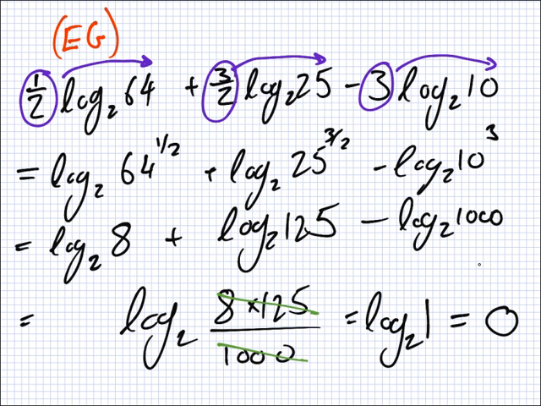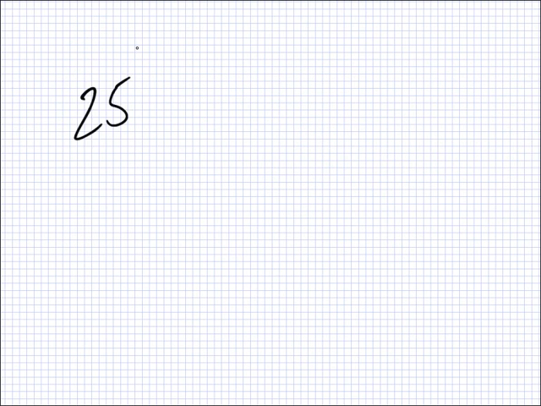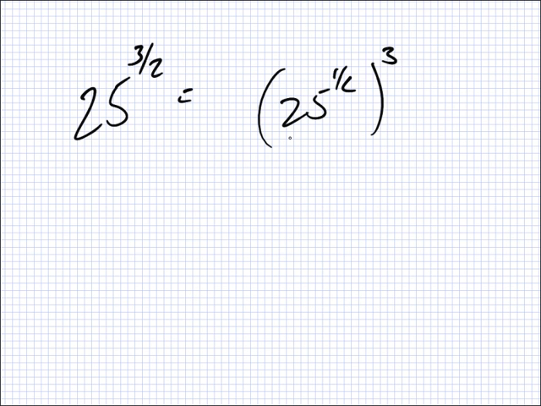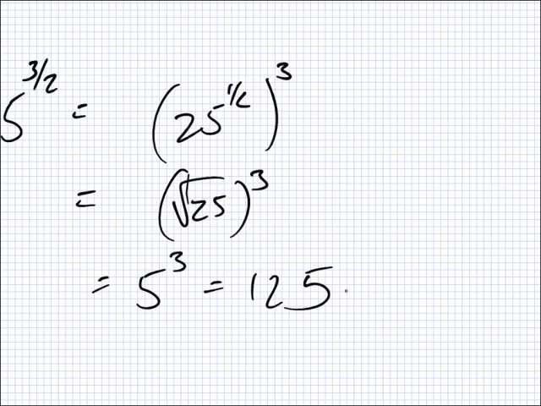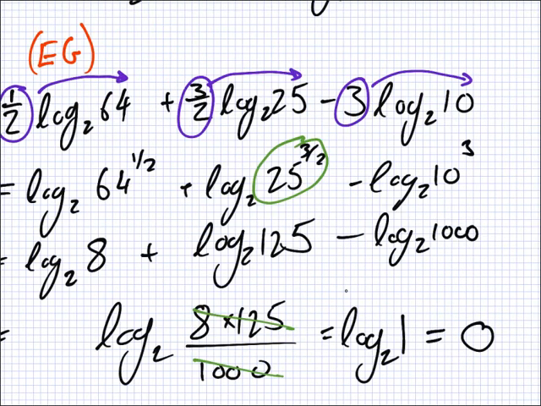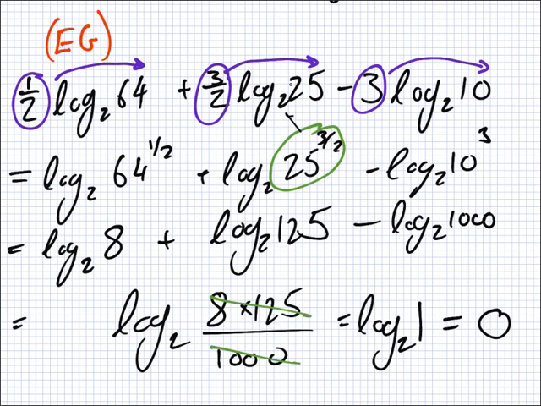Oh, 125 times 8? Maybe you can use the calculator. 25 to the power of 2. Oh, this part? Yeah. You don't really need your calculator because 25 to the power 3 over 2 is 25 to the power a half cubed, which is the square root of 25 cubed, which is 5 cubed, which is 125. Okay. Do you have this?